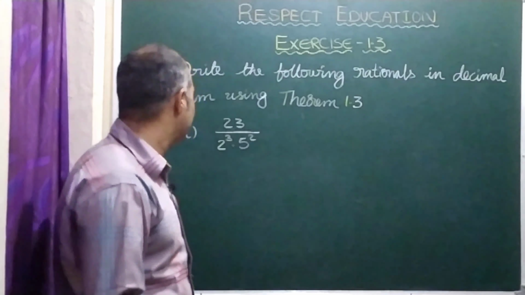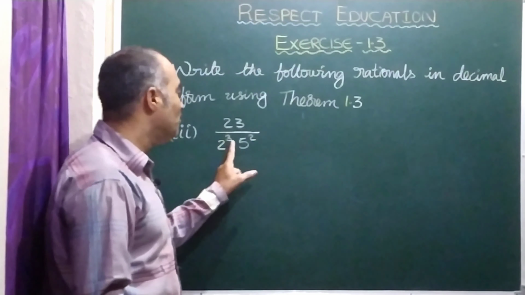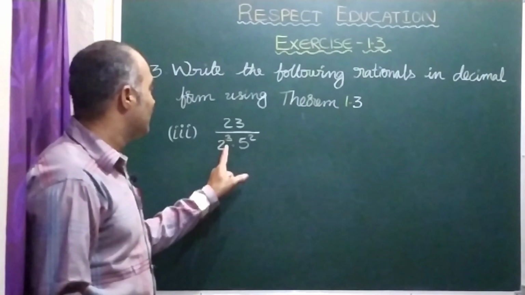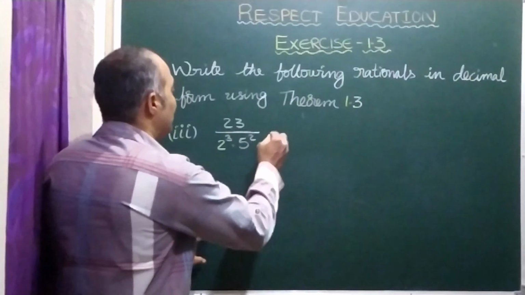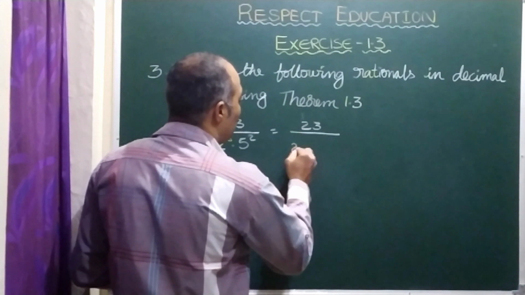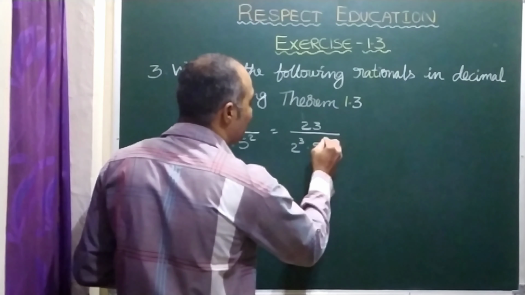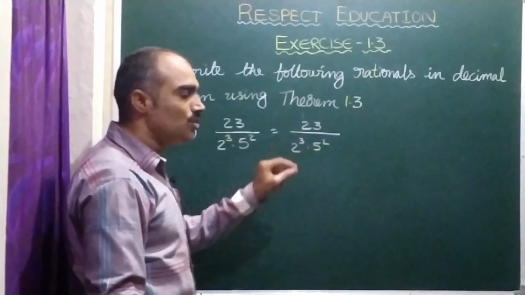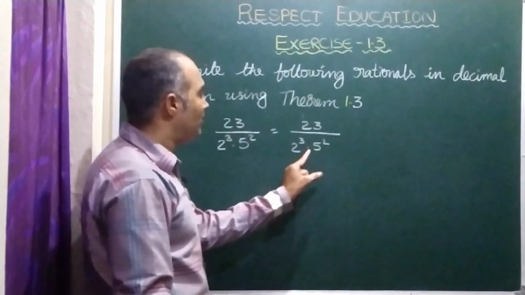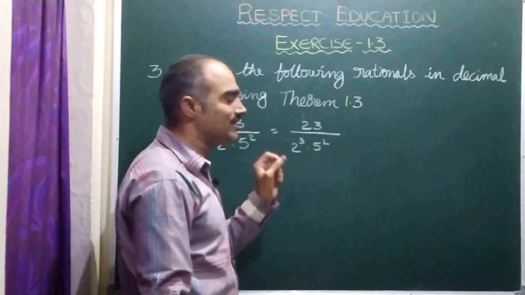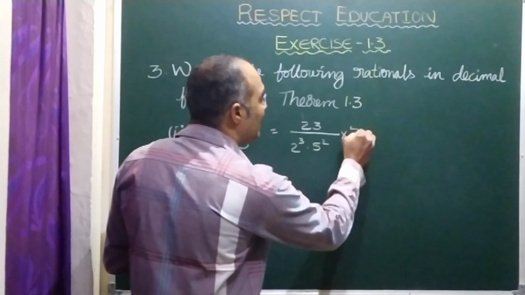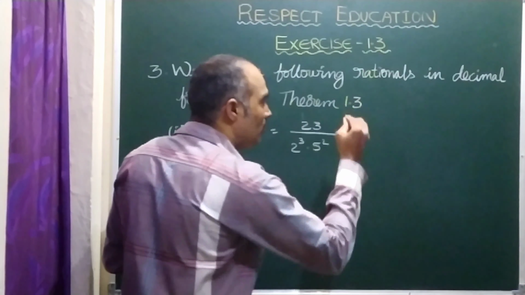Let us see the next bit, that is the third bit, 23 by 2 cube into 5 square. Here you see, is there any cancellation? No cancellation. So let us start the problem. 2 cube means there are 3 2s. 5 square means there are 2 5s. That means one more 5 is required to make it balance.